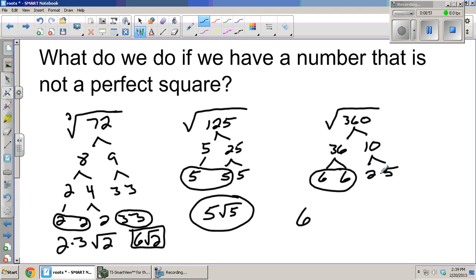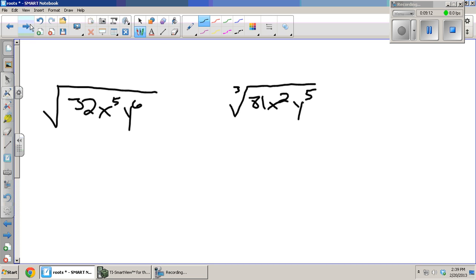And then these 2 are prime numbers. I can't pull them out. But I wouldn't put down 2 times 5. I have 2 times 5 left over, or 10. So my final answer would be 6 square root of 10. So that's how you're going to have to break these things down if you don't have an even square.